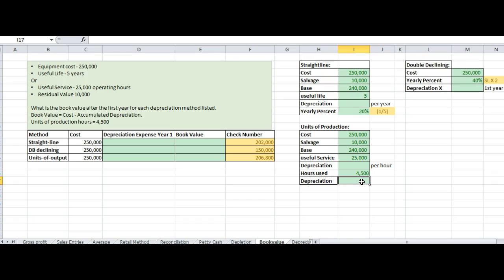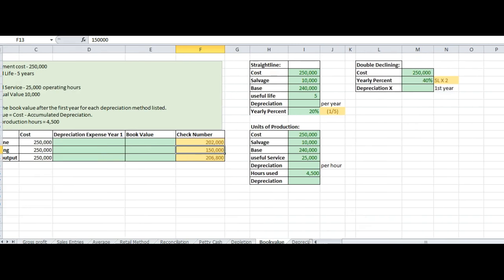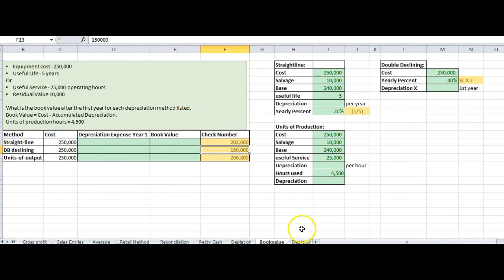With your other, you're double declining. Straight line is 20%. If you're double declining, you'll do straight line times 2, so that's 40%. Multiply that times the 250. You'll come up with your depreciation expense. Put it in here and come up with the book value. So that one should be fairly easy for you.